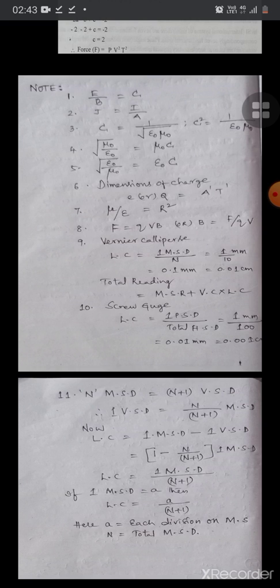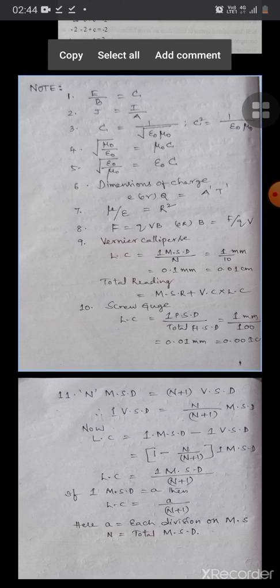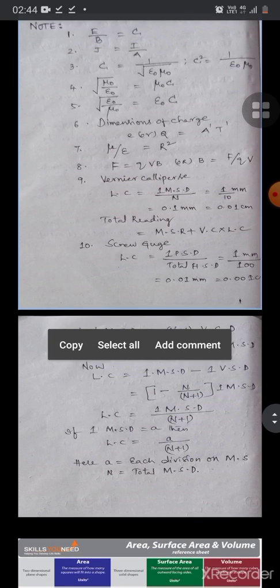The same formula can be written as C square is equal to 1 by epsilon naught mu naught. Next, root of mu naught by epsilon naught is equal to mu naught into C. Root of epsilon naught by mu naught is equal to epsilon naught into C. The dimensions of charge Q is equal to A power 1, T power 1. Here A is ampere and T is time. Next, V by I is equal to R. Here R is the resistance. Next, F is equal to QVB, B is equal to F by QV. Here F is called Lorentz force, Q is charge and V is the velocity of charge, B is the magnetic field.